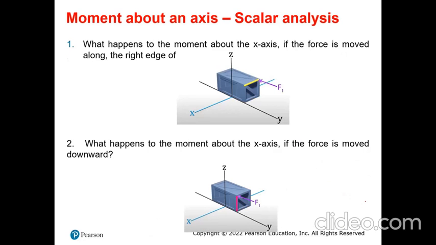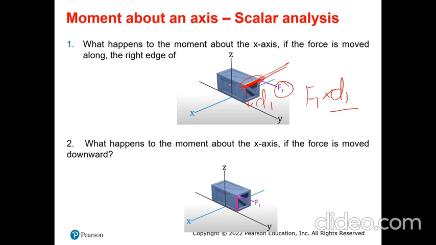So what happens to the moment about the axis if the force is moved along this right edge? Let's look into that right now. If we move along this right edge, there is no change, because the moment is F1 times our perpendicular distance to the x-axis. This distance is not going to change when you are moving it parallel to that x-axis.